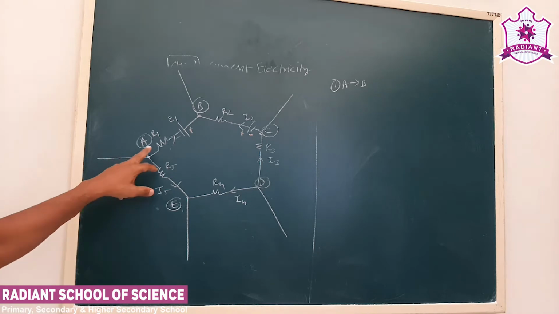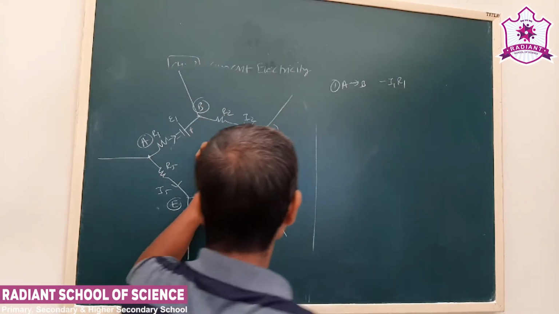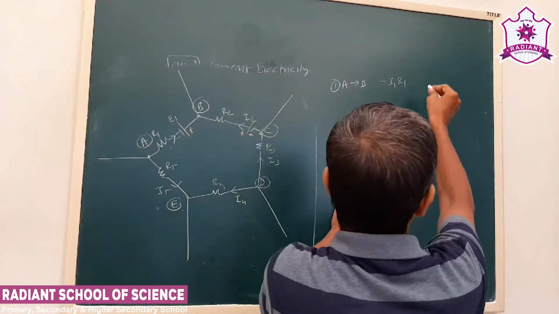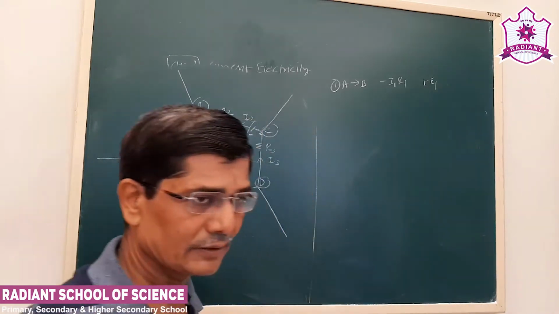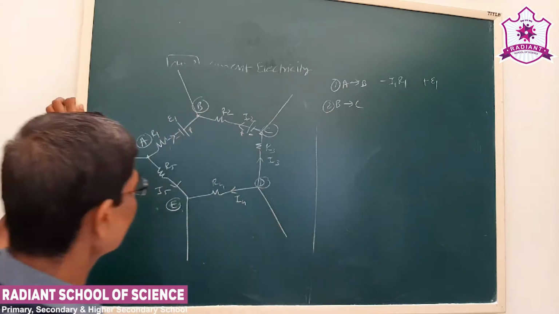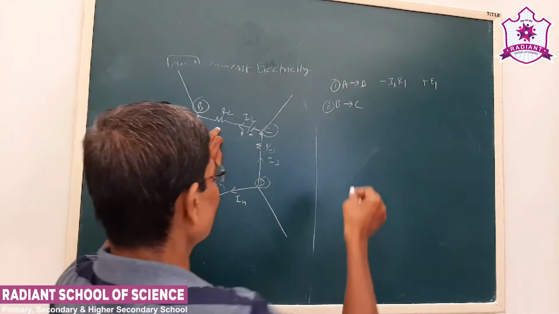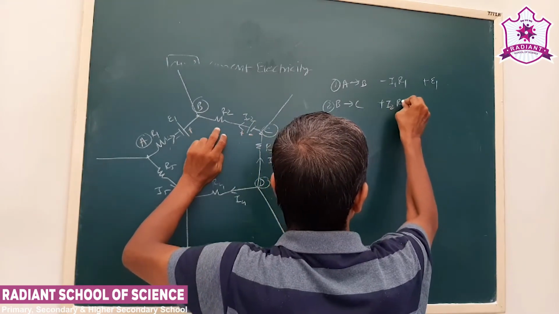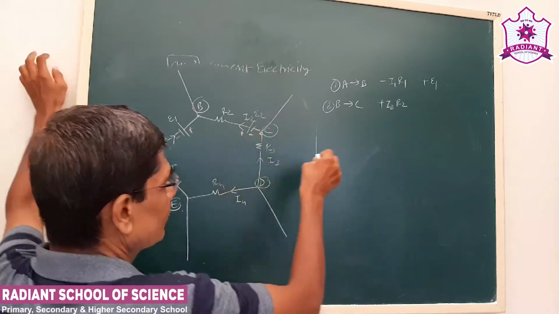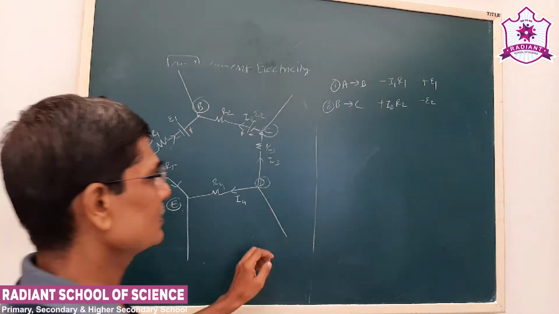During that we move in the direction of the current, so there will be a decrease in the potential, minus I1 R1. Also we move from the negative to positive of the battery, so an increase in the potential. Now from B to C, we move in the opposite direction of the current, so that will be an increase in the potential. And also we move from the positive to negative of the battery, so there is a decrease in the potential equal to the EMF of the cell.